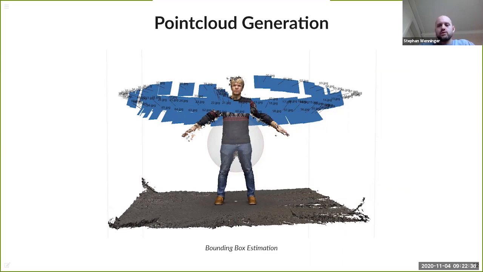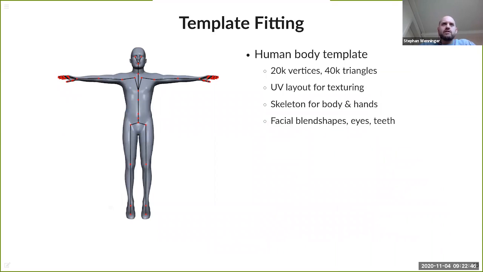Now we want to use a template fitting approach in order to fit a human body template to this point cloud. Here you can see the template that we use. It consists of around 20,000 vertices. It comes with a UV layout for texturing. It provides a skeleton that can be used for body and hand animation. And it also facilitates facial animation through a set of predefined blend shapes, and also a separate eye and teeth model.